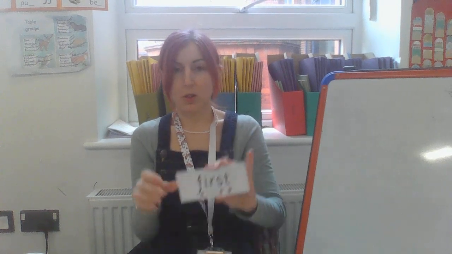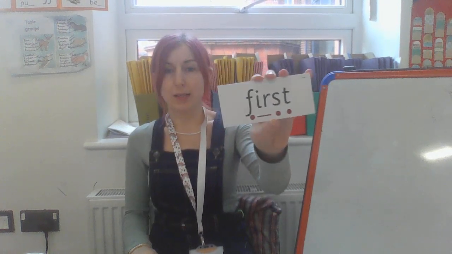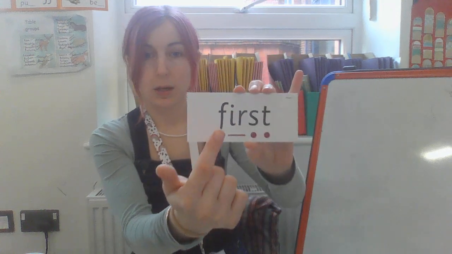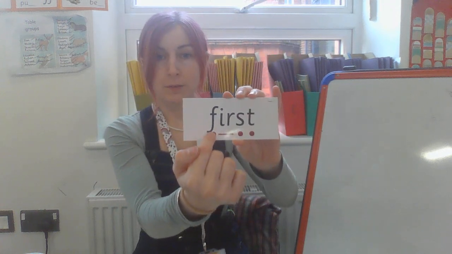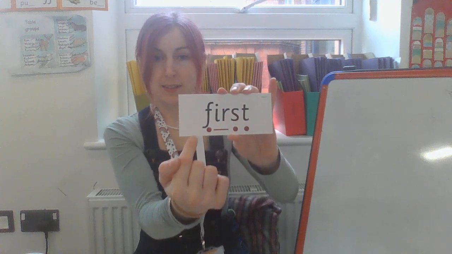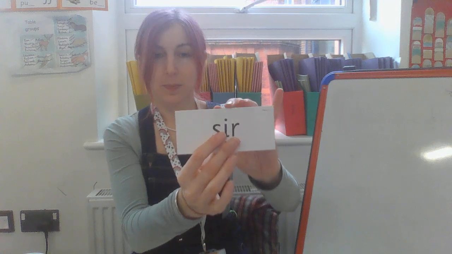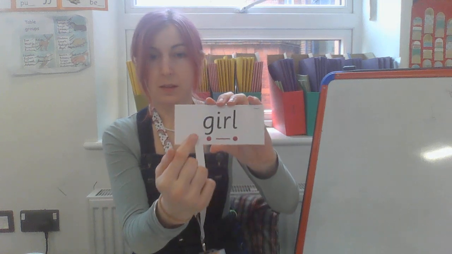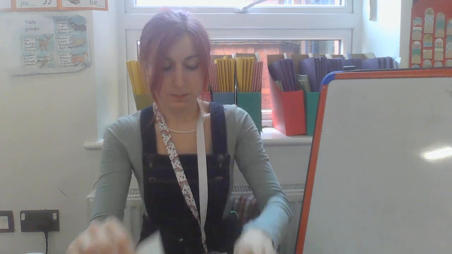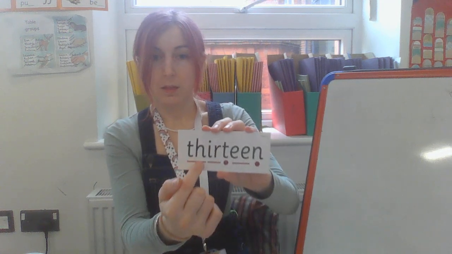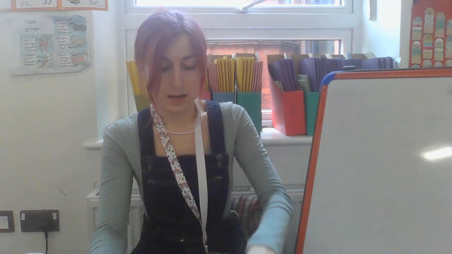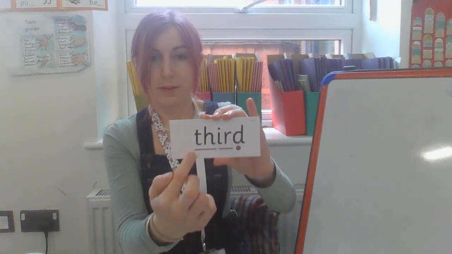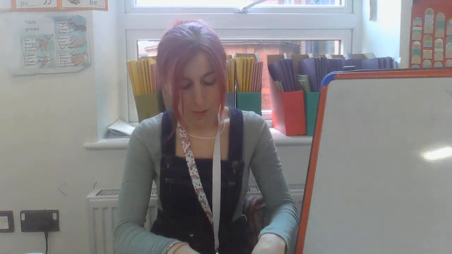Okay, so guys, now we're just going to read some of these words that have got the digraph in to see if we can remember how to read these words. So let's use our sound buttons to sound out. First. Sir. Girl. Third. Okay, lovely.